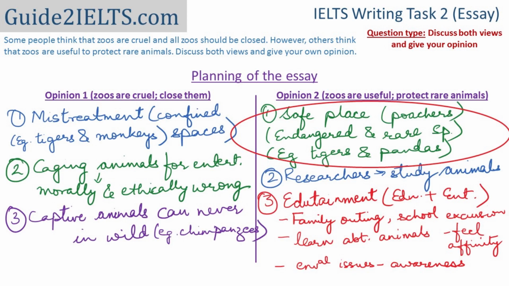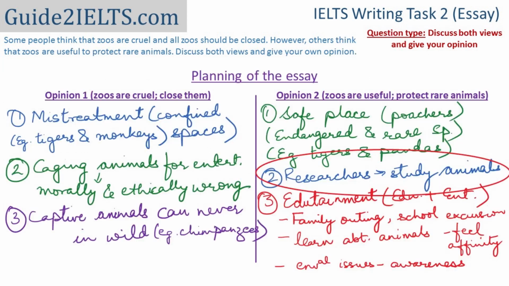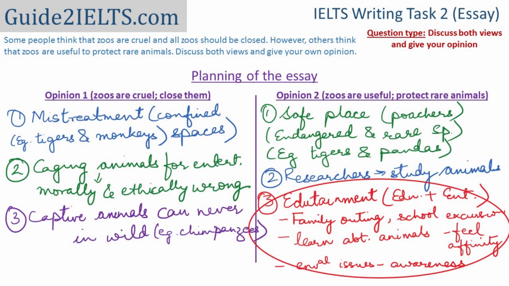Now we start listing out the different points that we have. The first point about zoos being a safe place. Firstly, these establishments provide a safe place for wild animals from poachers and other risks. This is especially crucial for rare and endangered species. For example, tigers and pandas are kept in different zoos across the globe, because of which their numbers have grown manifold over the years. The second point, for them being a location for researchers. Secondly, these zoological parks are needed by researchers and scientists to study animals.